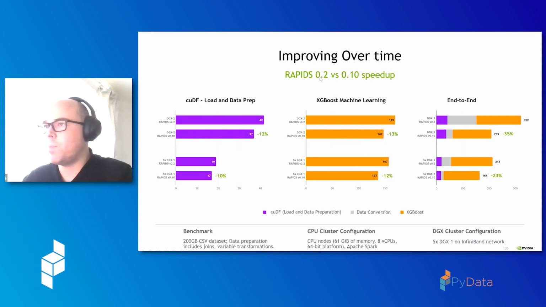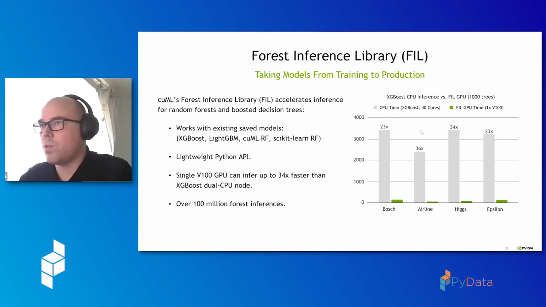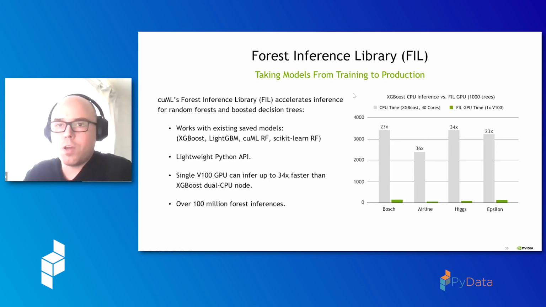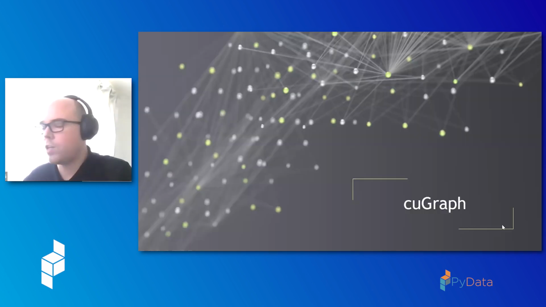So what you're seeing here is a comparison of RAPIDS 0.2 and 0.10, and the differences in speeds are quite substantial. We also are aware that machine learning is not exclusively training, but it's also inference. So we're also supporting a forest inference library that you can use to deploy those trained models to production. And again, those will be about an order of magnitude faster than the CPU counterpart. And so this means that you can buy 20 times less servers to serve your model, or 30 times less servers to serve your model. So not a trivial improvement.